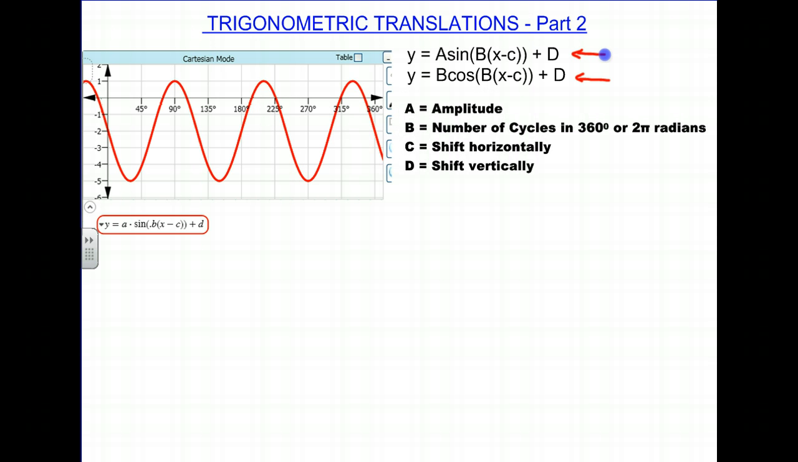What we have here is, if you remember, the amplitude is always equal to our a. B is the number of cycles in 360 degrees, or 2 pi radians. C is our shift horizontally, and D is our shift vertically. And the first thing we want to do is find the midline.